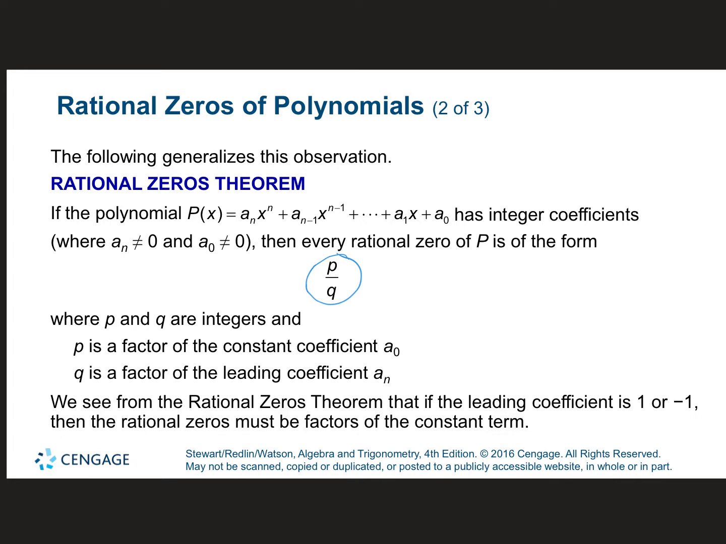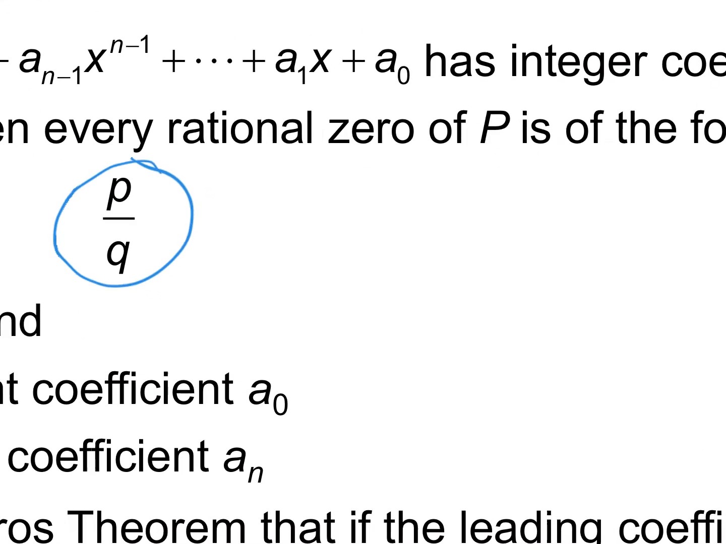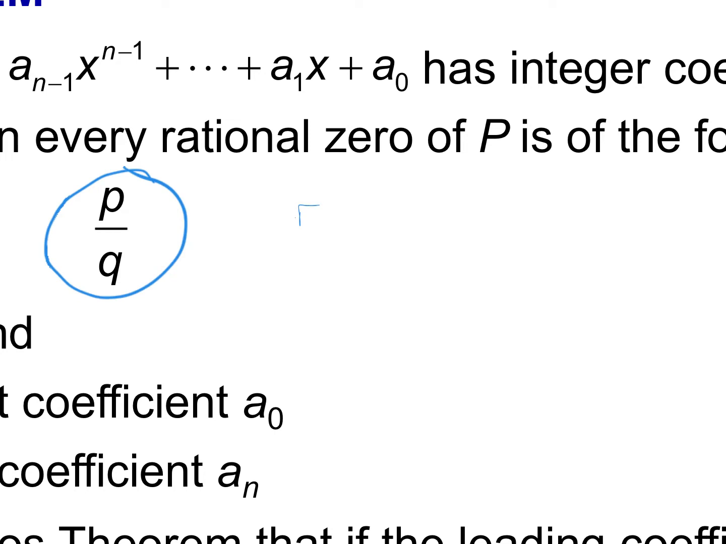It's where P and Q are integers. P is factors of the constant, and Q is factors of the leading coefficient. So what you're going to do is take the factors of the constant, and you're going to divide it by factors of the leading coefficient.